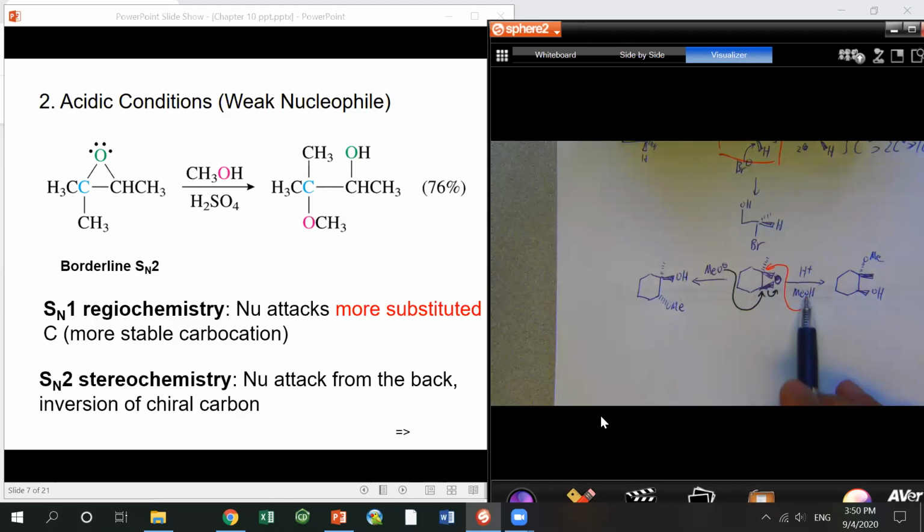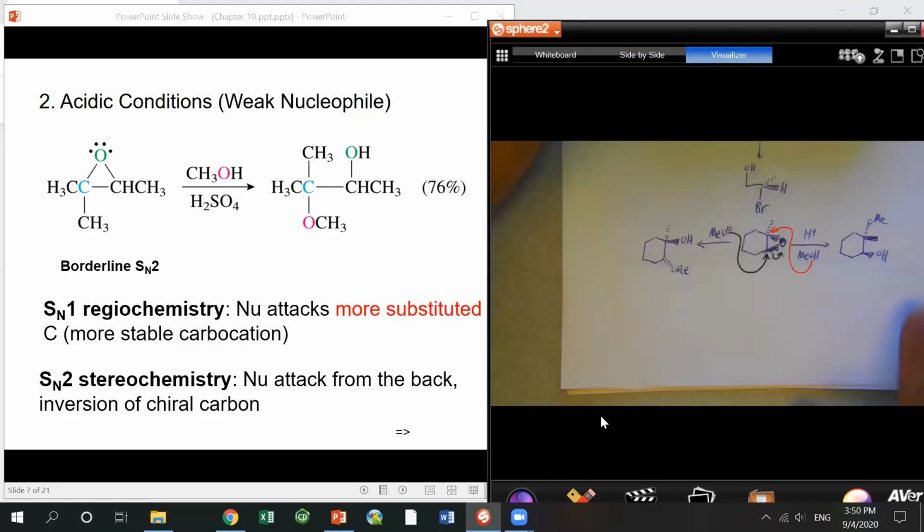Acid conditions: the nucleophile attacks the more substituted carbon. Basic conditions: the nucleophile attacks the less substituted carbon. But in both reaction conditions, it is back attack, so both become dash bonds. That's probably the most difficult part of chapter 10, the ring opening of the epoxide.